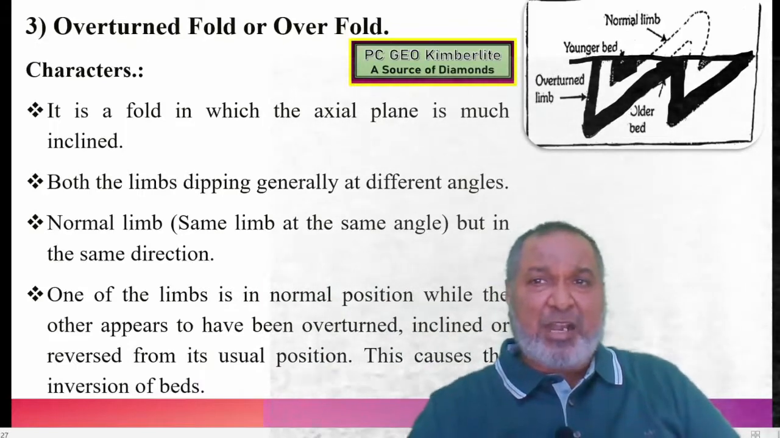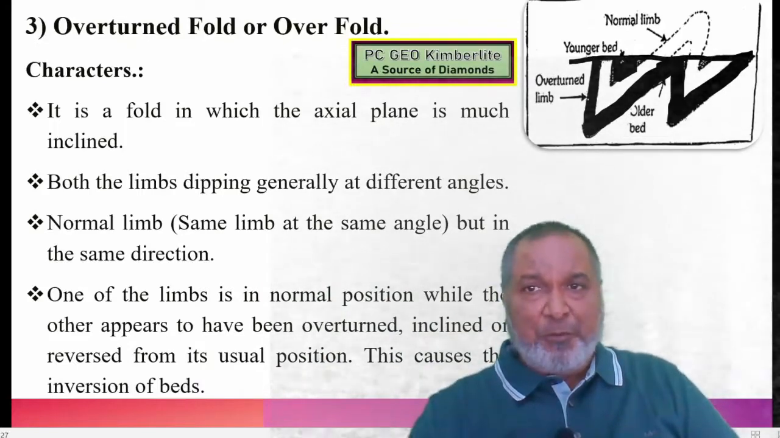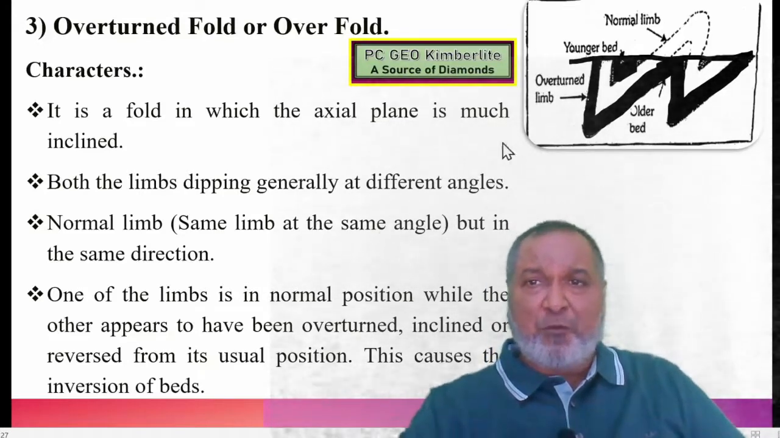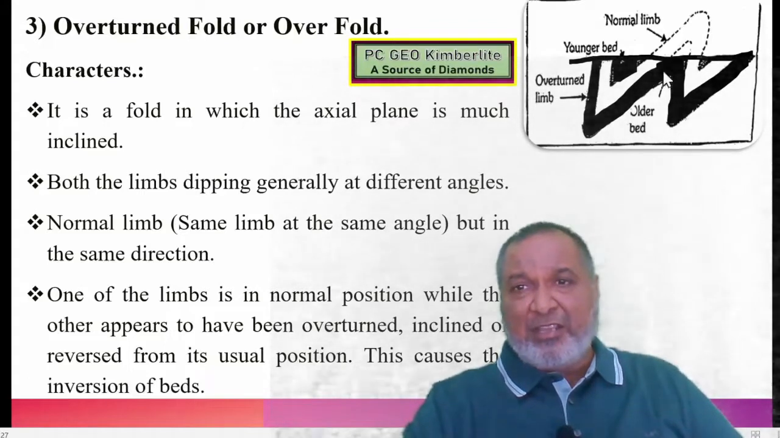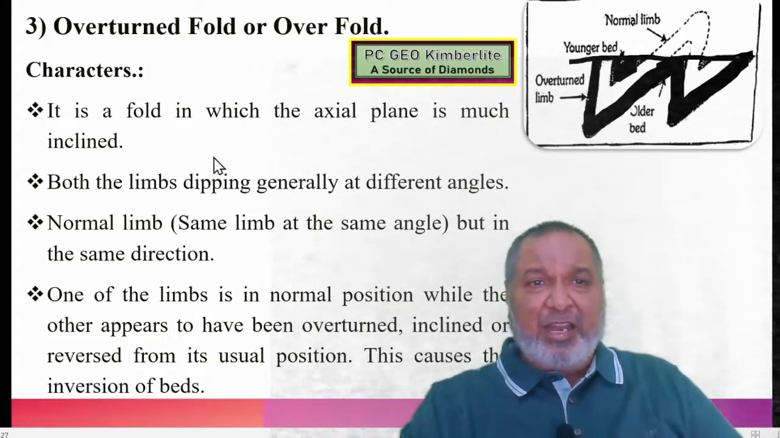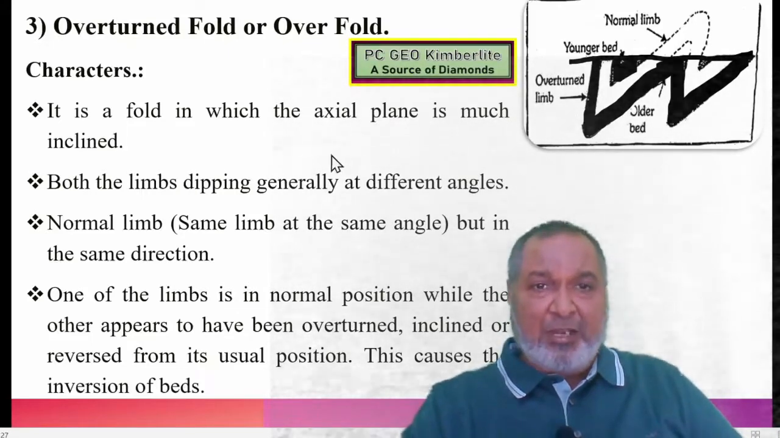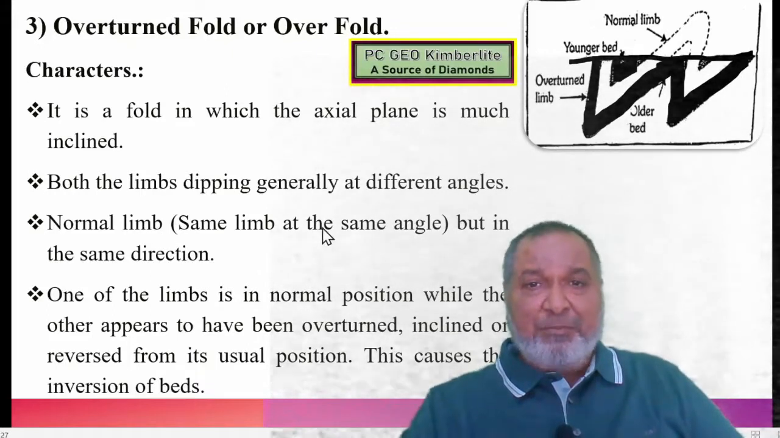The next part is the overturned fold. Here we have the overturned fold. What is an overturned fold? A fold in which the axial plane must be inclined. You can see this axial plane is inclined. Both limbs are dipping with different angles. The normal limb dips at the same angle, but in the same direction.